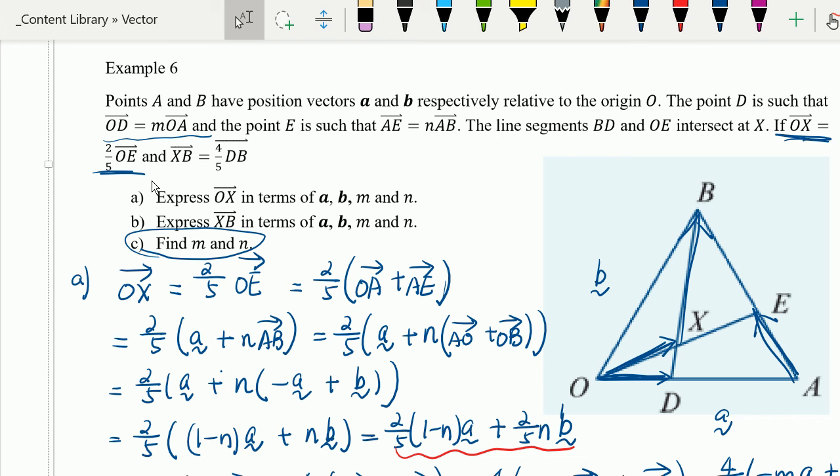So this is the important part. We want to find m and n, but how can we find m and n?